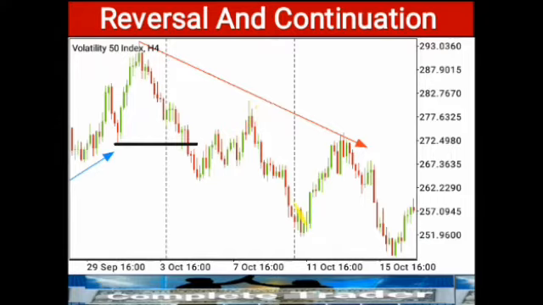Stronger bearish price ranges, weaker bullish price ranges. But in a bullish market structure, we are going to have the opposite: stronger bullish price ranges as against weaker bearish price ranges, just like we can see here to the left coming up.